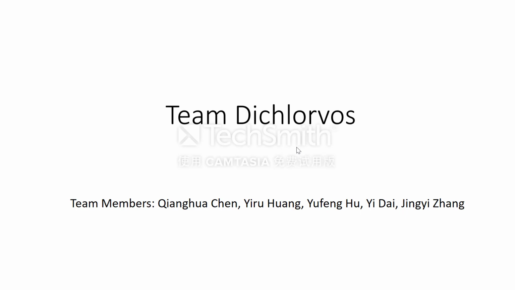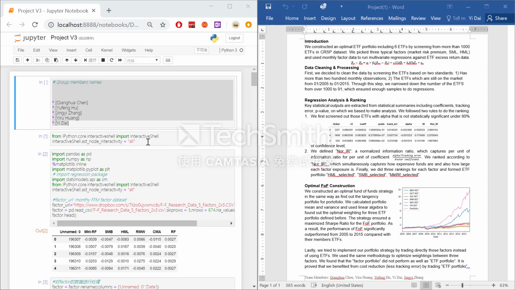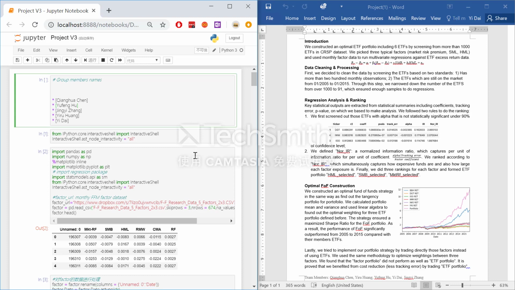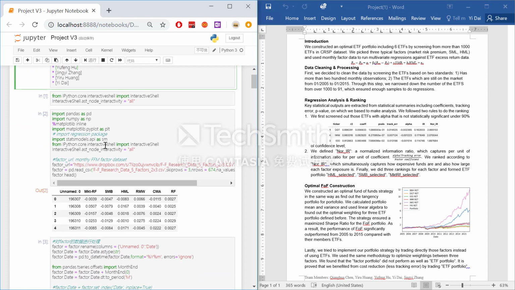This is Team Dichlorvos, and I will introduce to you our most innovative and profitable FOF that you have never seen on the market. First, I will walk you through the whole process of how we construct our optimal portfolio. So, our first step is to import our two data sources here.